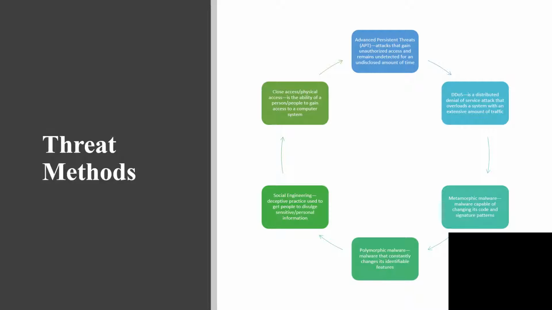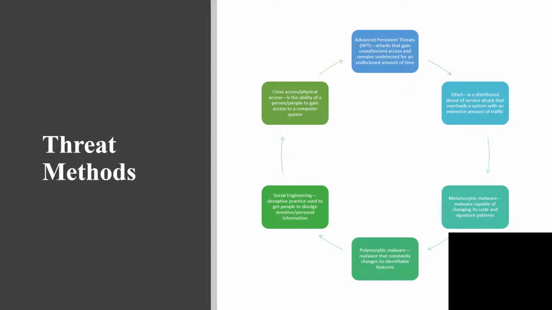Threat methods. Different types of threat methods that we know of. Advanced persistent threats, APT, are attacks that gain unauthorized access and remain undetected for an undisclosed amount of time. DDoS is a distributed denial of service attack that overloads the system. Metamorphic malware is malware capable of changing its code and signature patterns. Polymorphic malware is malware that constantly changes its identifiable features. Social engineering is a deceptive practice used to get people to divulge sensitive or personal information.